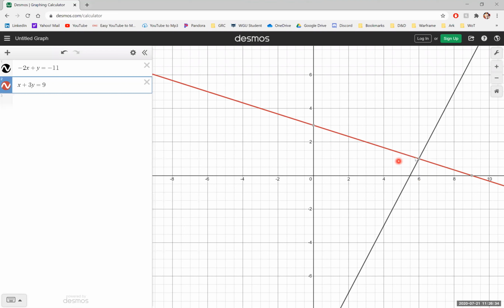We click on one of these lines. What's the point of intersection? It is at 6, 1, which is the same thing that we found algebraically. So our point of intersection is right here. But again, this is what this looks like graphically, where we have a single solution to the system of equations.